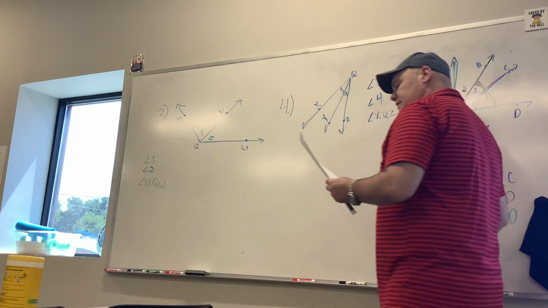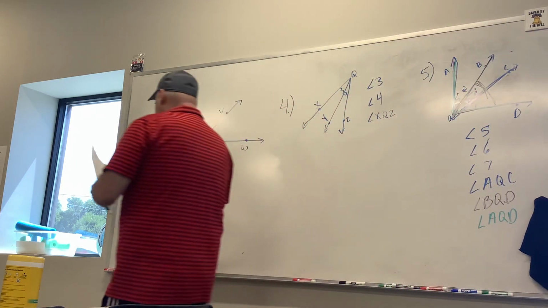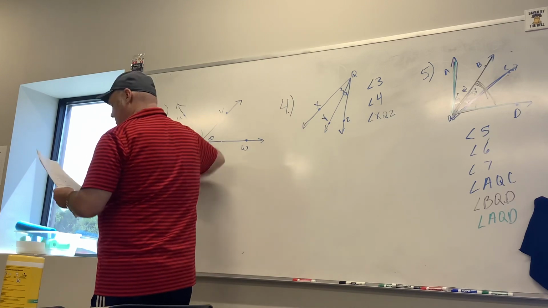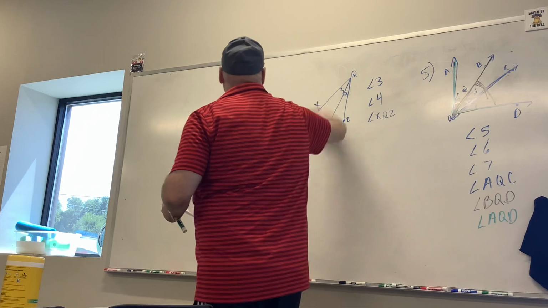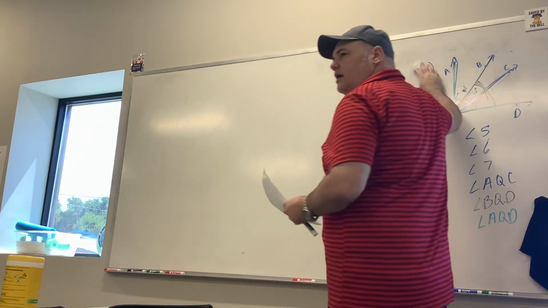Okay, then we get into linear pair and adjacent. Which are linear pair, which are adjacent? And that's where I get confused. Okay, and I think that was what we covered yesterday. No, we covered that Monday.